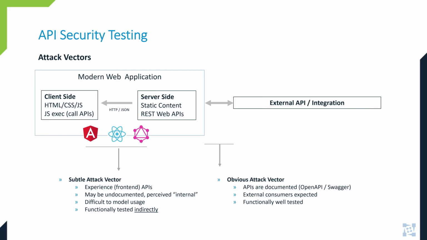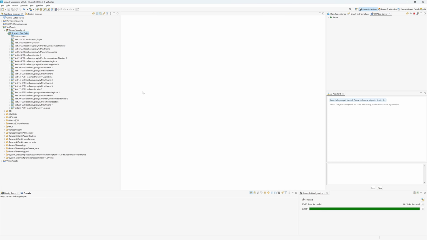These APIs can be undocumented and perceived to be for internal use only, which makes it more difficult to model their interactions for testing, and they're often only tested indirectly with end to end UI tests. And so for today's demo, we'll look at this more challenging scenario to see how Parasoft SOAtest makes it fast and easy to create API penetration tests for an end-to-end flow backed by experience APIs. So at this point, we're ready to start penetration testing.